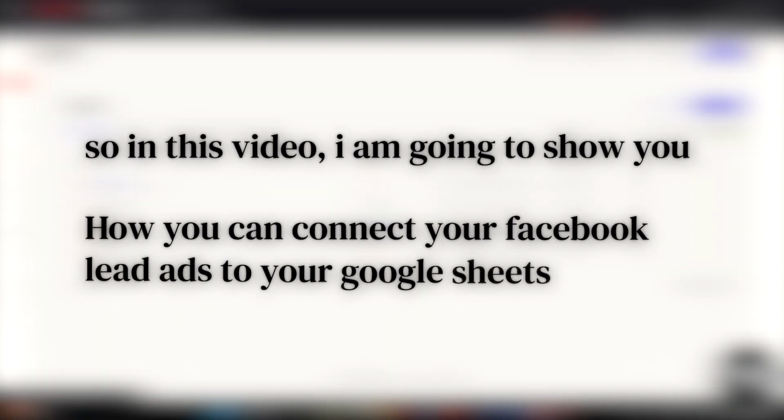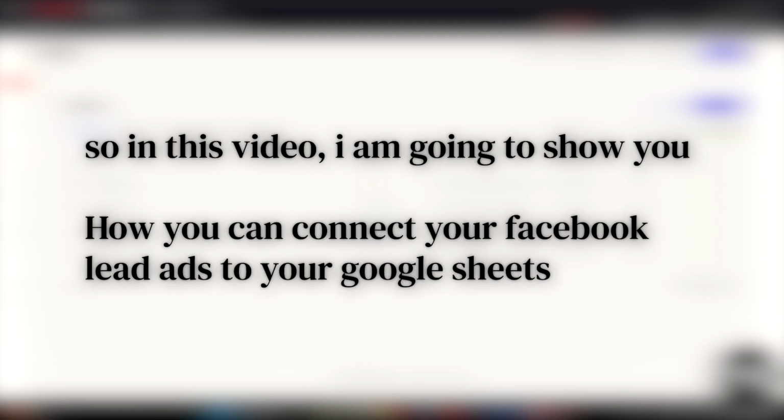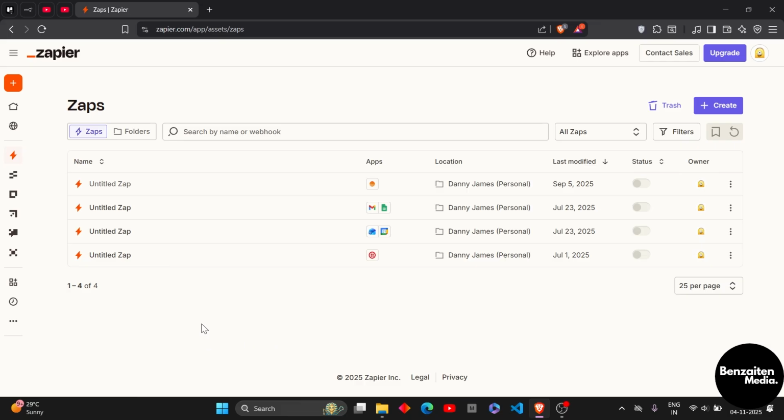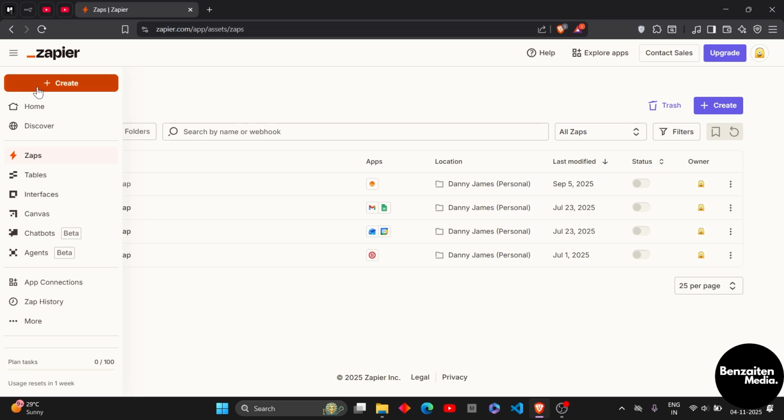In this video, I'm going to show you how you can connect your Facebook leads to your Google Sheets. So first, you need to head over to your Zapier, and then on the left side, you need to click on create and then create a new Zap.